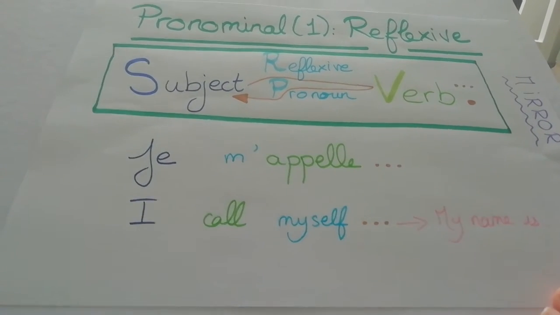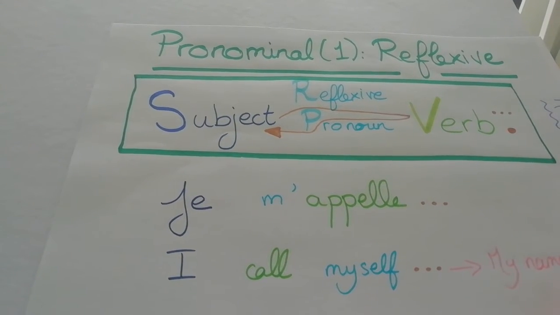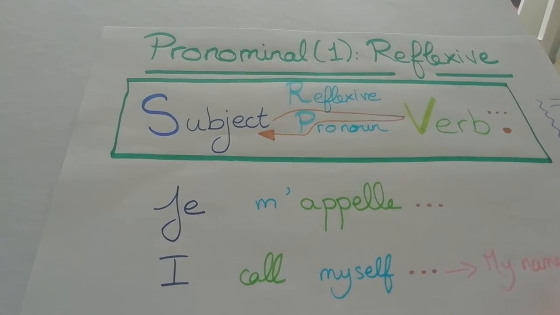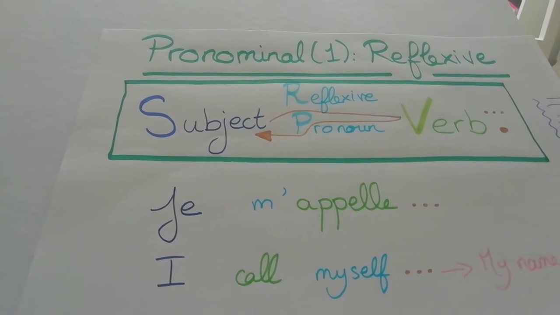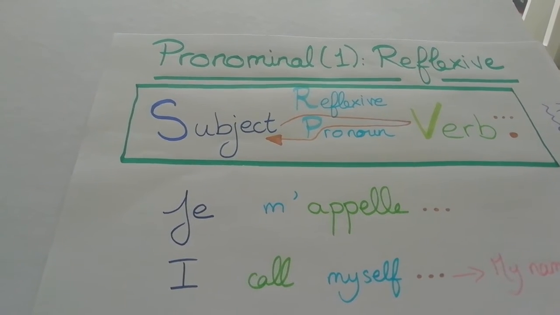The first one is one that you've probably already met before, and that's where your subject is accompanied by a reflexive pronoun. Reflexive because it reflects. So it's a bit like a mirror.